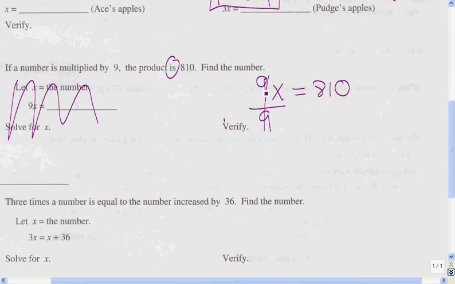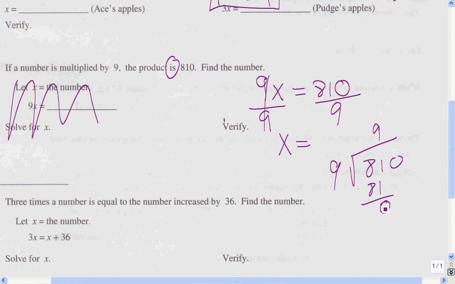That gives me 1. 1 times x is x. Divide this side by 9. Let's see, 81. 9 goes into 81 9 times, so that gives me 9. And then bring down the 0. 9 goes into 0 zero times, so that's 90. So x equals 90. That's our answer, x equals 90.